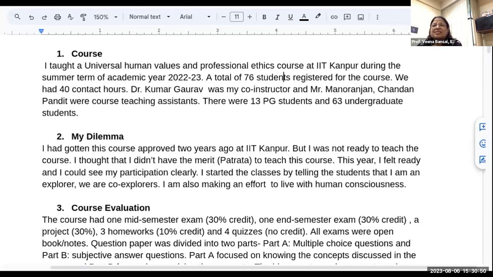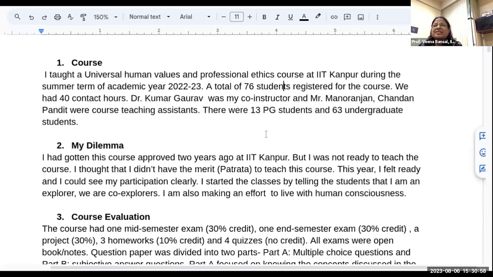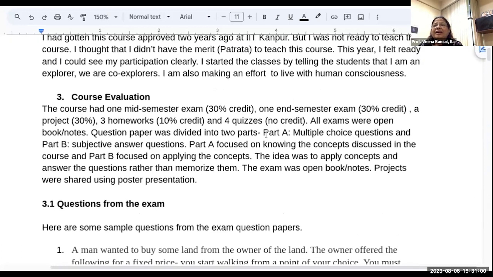So the course had 4-5 components. One was a mid-semester exam, one was an end-semester exam. And there was a project, and there were some homeworks and some quizzes. The mid-semester and end-semester exams were open book exams. That means the students could bring whatever material they wished in print form to the examination hall. No electronic media was allowed. They were not allowed to carry any laptop or mobile phones.